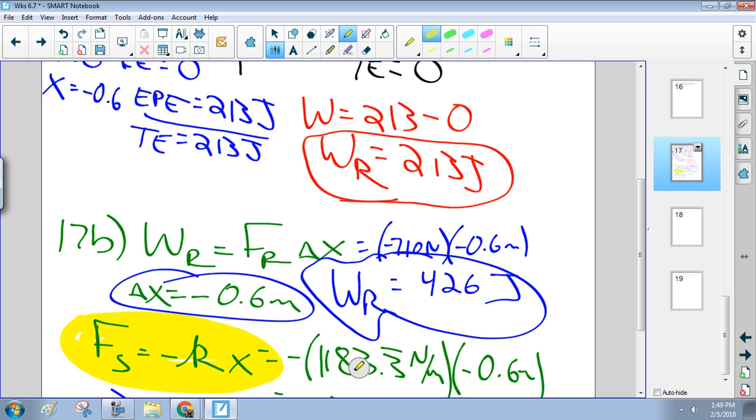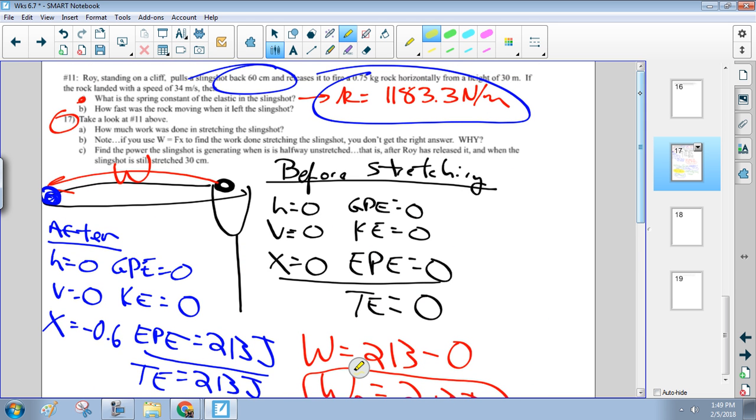Okay. All right. So are we good with 17b? Moral of the story, again, this guy: only if the force is constant. Cool? All right. Last but not least, 17c says, find the power the slingshot is generating when it's halfway unstretched.